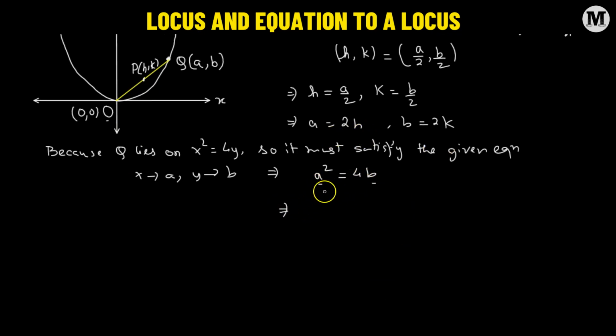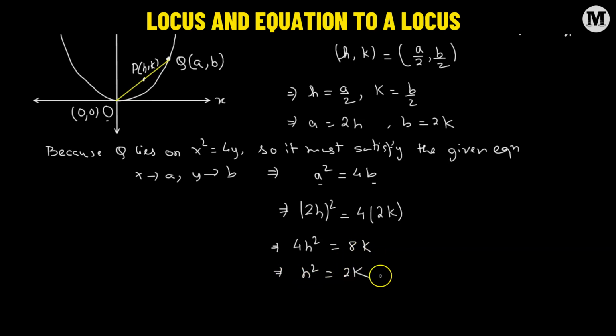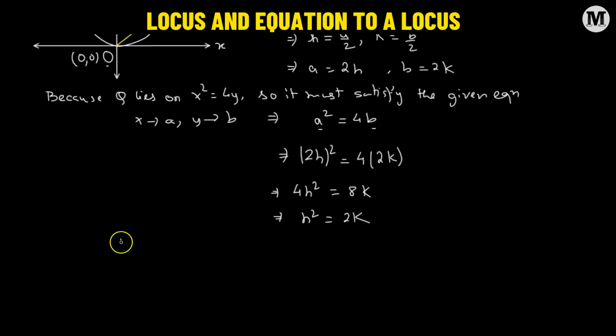So we can replace a with 2h, so we have 2h whole squared equals 4 times b, and b will be replaced with 2k. That means we now have 4h squared equals 8k, or simply h squared equals 2k.